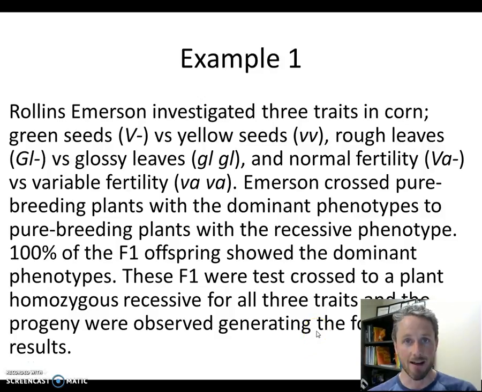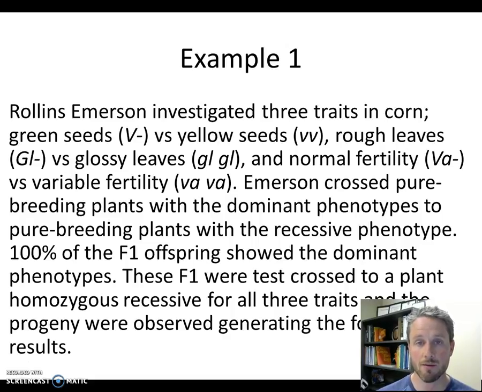All right, so this is the last step, walking through this first example of three-point mapping or three-point test cross analysis. Again, we're looking at this example where Rollins-Emerson crossed corn plants together, investigating three traits at the same time. And in the previous videos, we talked about analyzing the data to determine that indeed these three genes controlling these three traits are on the same chromosome. So we talked about that in video 1.